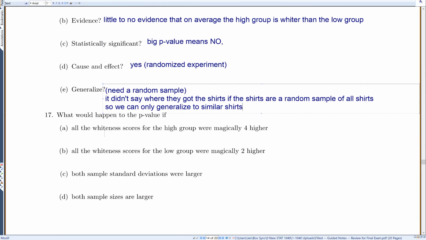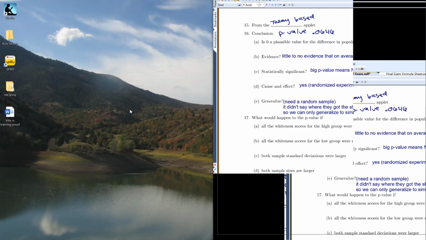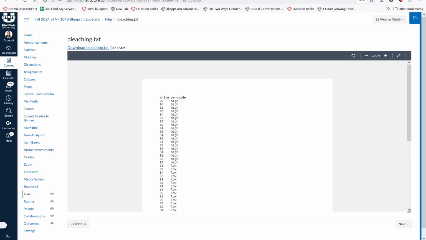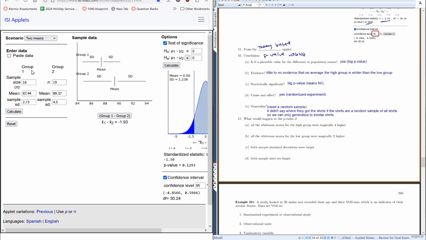Let's see, let's do a little bit of theory here. What would happen to our p-value if all of the whiteness scores for the high group were magically 4 higher? So let's pull up the applet. I want to let us actually visualize. So I pulled up the applet. I've put in all of the numbers. You do need to click and do group 2 minus group 1. Okay. So this is what it looks like now.